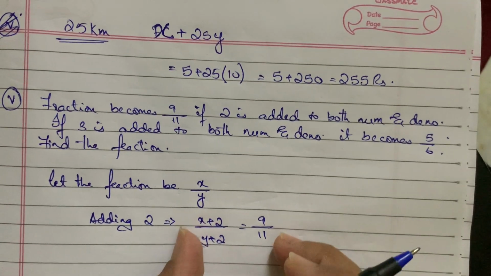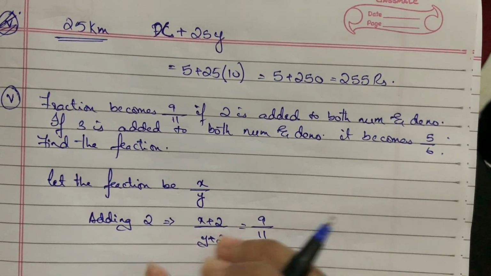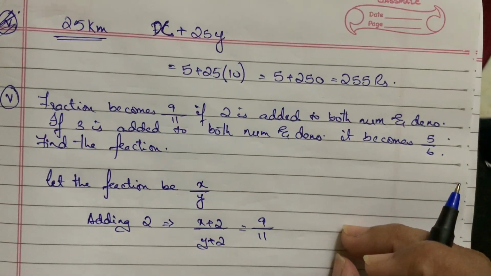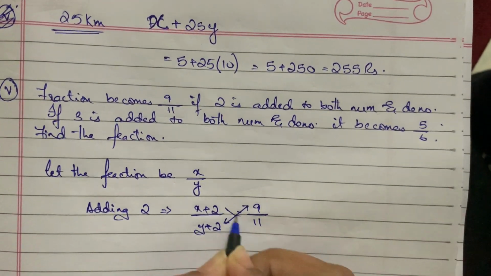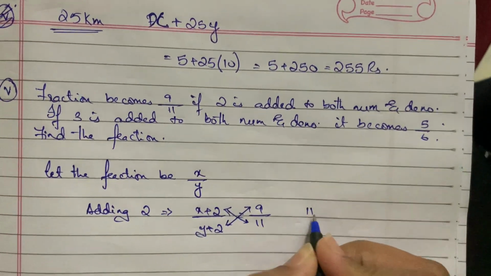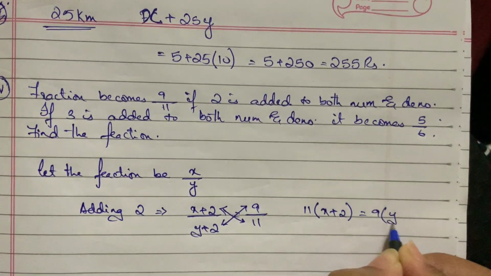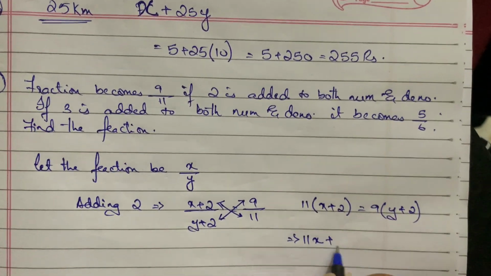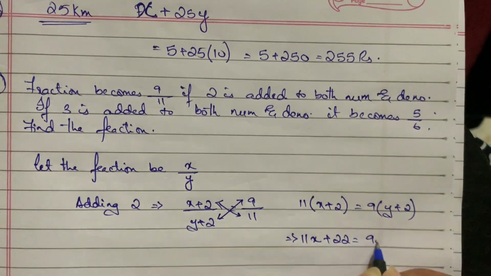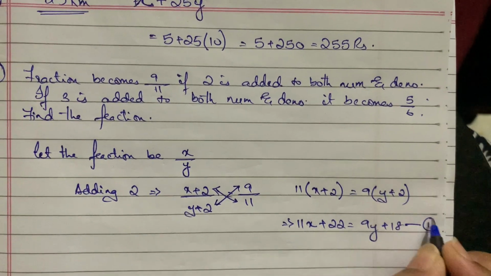Now, this is not an equation that I know or can simplify. For this, I need to simplify it further so that I get it in a single line equation. So I need to cross multiply this with this and this with this. That becomes 11 times x plus 2, which is equal to 9 times y plus 2. So that becomes 11x plus 22, which is equal to 9y plus 18. This will be equation 1.